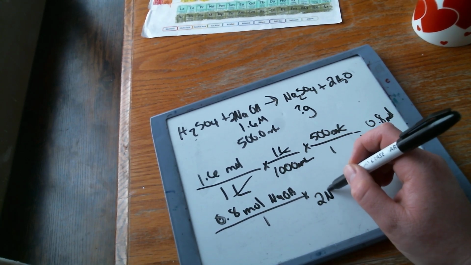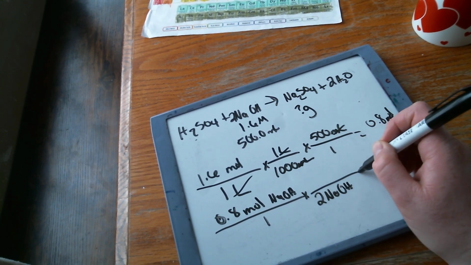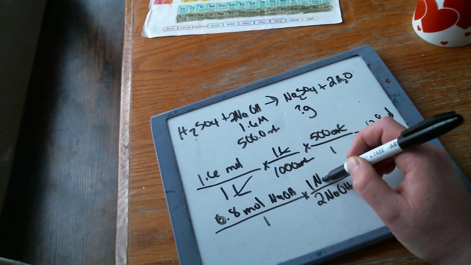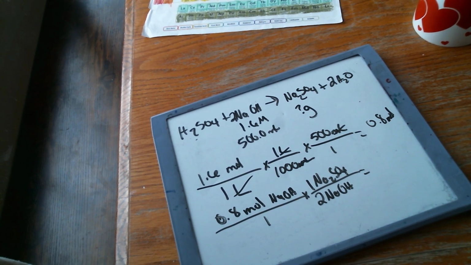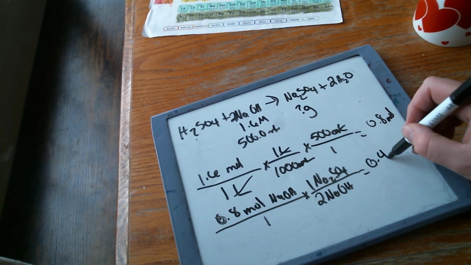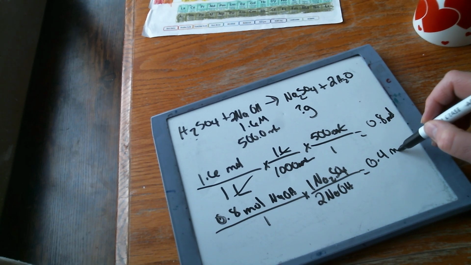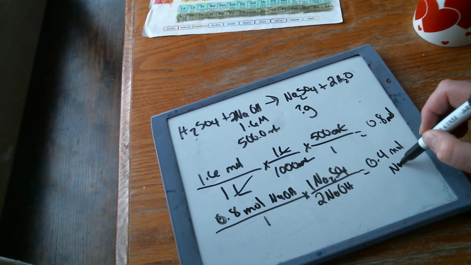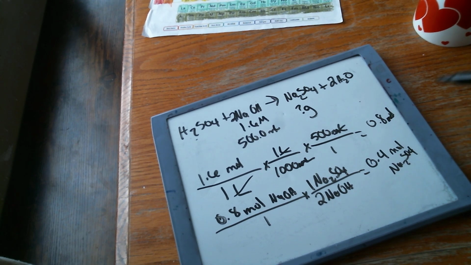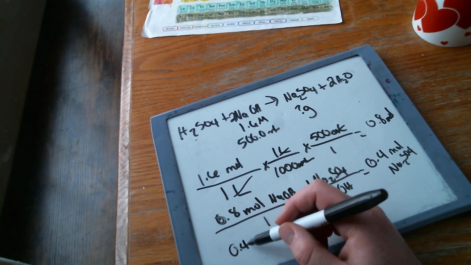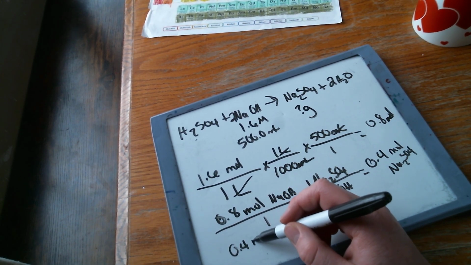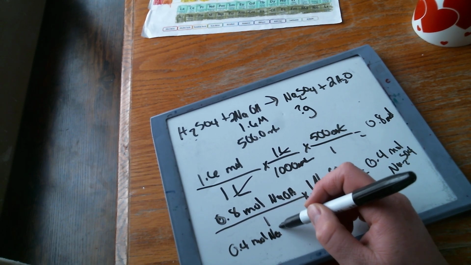There's 2 NaOH for every 1 Na2SO4. So then let's see. We're just going to divide that 0.8 by 2, which is 0.4. So that's our moles of Na2SO4. So now we have 0.4 mole Na2SO4.